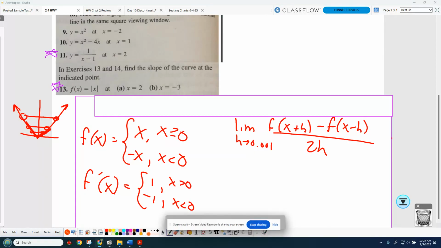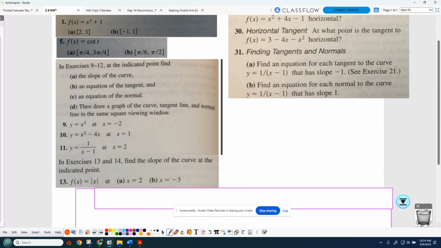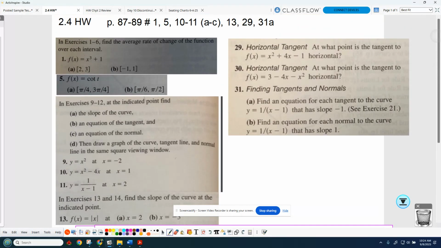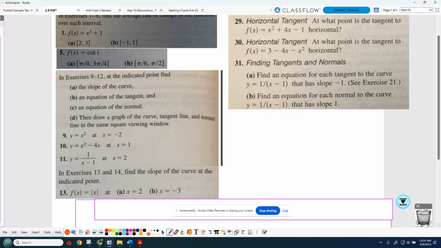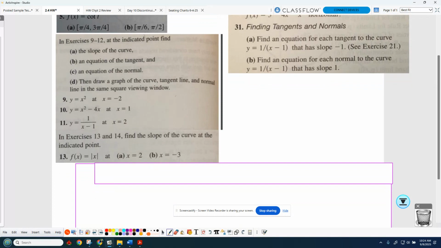I don't know what Desmos does. Let me see. And 29 is just tedious, but it's like we did yesterday. And 31 was the same slope from part 11. So the slope was this.